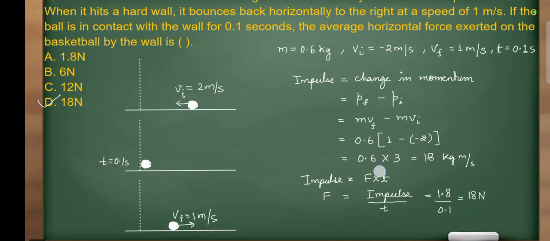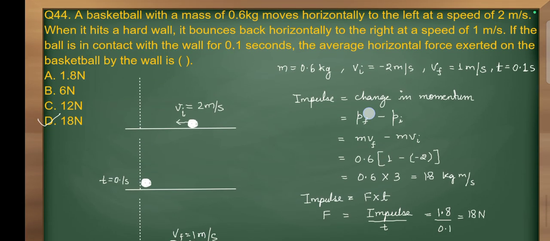Question number 44. A basketball with a mass of 0.6 kg moves horizontally to the left at a speed of 2 meters per second. When it hits a hard wall, it bounces back horizontally to the right at a speed of 1 meter per second.